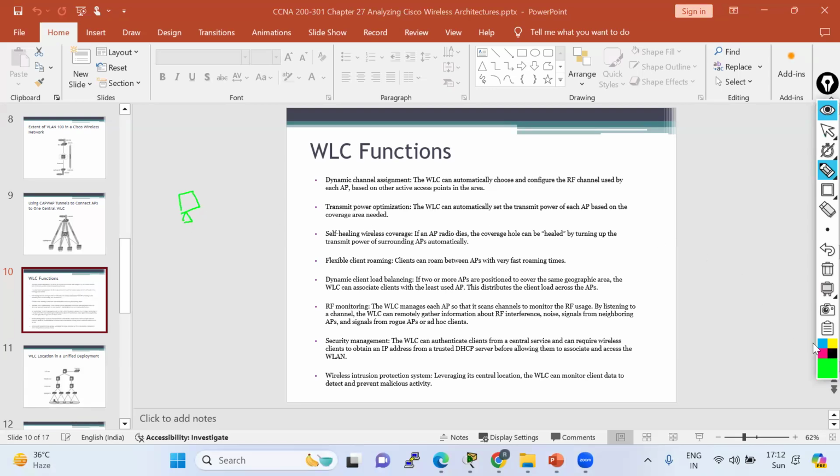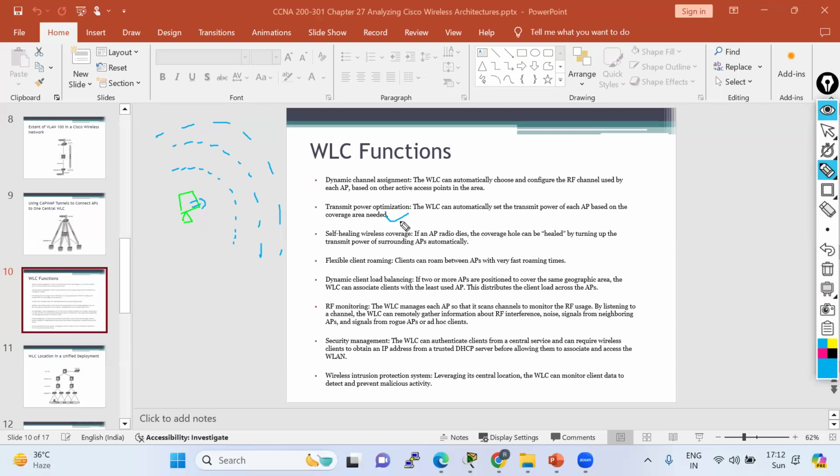Just think about it. If I give low power, probably the coverage is going to be low, right? If the power is low from this AP, the coverage is going to be low. But if I increase the power, the coverage might be very high. So this is also part of transmission power. The WLC can automatically set the transmit power of each AP based on the coverage area needed. Means the more power you give, the more area is covered, right? If low power, it is going to be a low area.